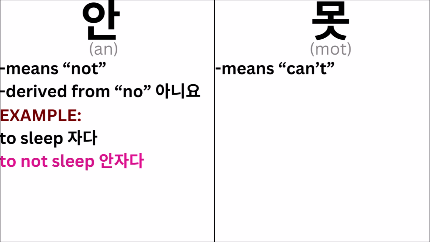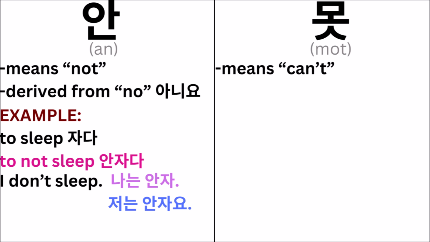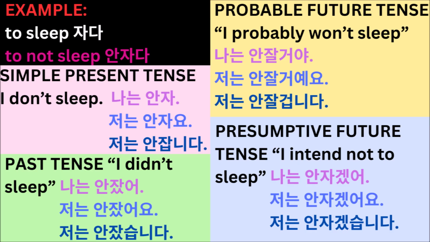And then we can conjugate it. How can you say, I do not sleep? Do you remember how to conjugate? In the casual form, I do not sleep would be 나는 안 자. In the polite form, it would be 저는 안 자요. And in the formal form, it would be 저는 안 잡니다. You can conjugate these negative verbs into any tense you want.